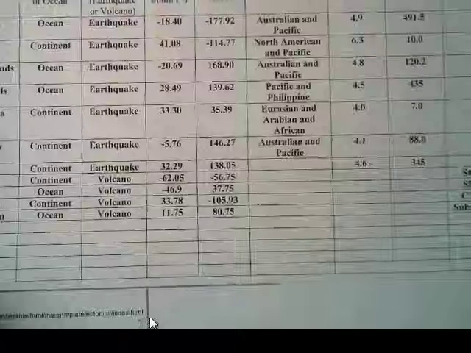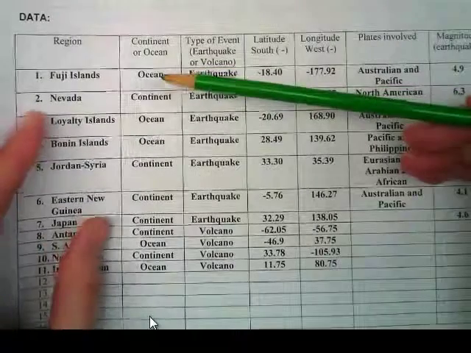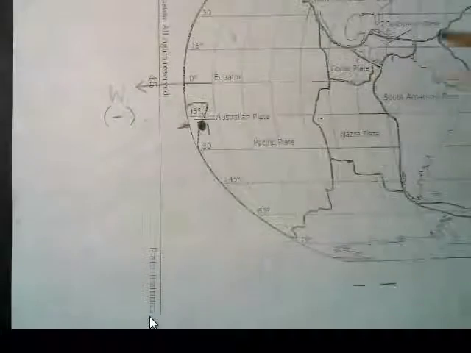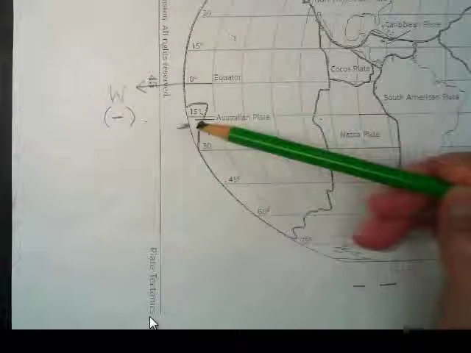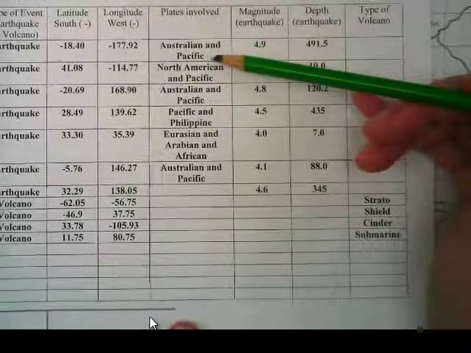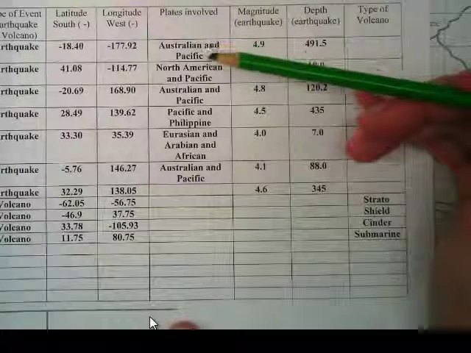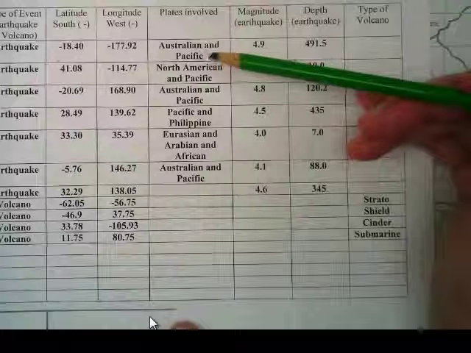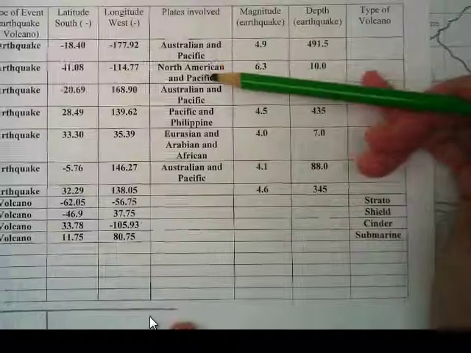Now I've done the plates involved and the continental or ocean for you, but let's look at them. Because this island is kind of in the middle of the ocean, I made this ocean. And then when we look at the plates involved, this is the Pacific plate, and this is the little part of the Australian plate. Since it's right on the line, I made both, Australian and Pacific. Now when you're figuring out the plates involved, more than likely it will be 2 plates. Sometimes it's 1, sometimes it's 3, but more often than not, it's 2.